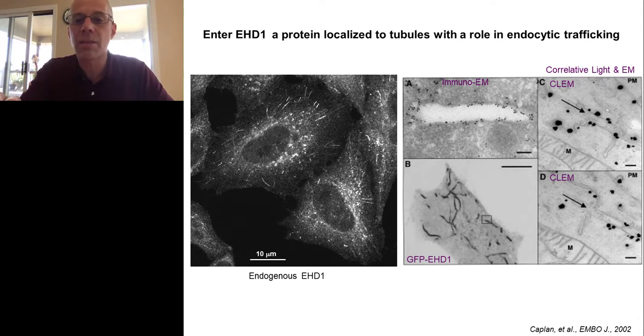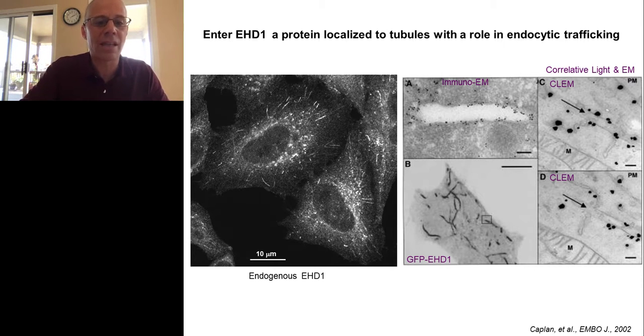You can see the black peroxidase dots are surrounding that very same tubule that you can see there in the box. This is the plasma membrane, where it says PM out in the corner. And the M marks a mitochondria to the left of this tubular recycling endosome. And this is not just an artifact of overexpressing, because we actually made an antibody for EHD1.